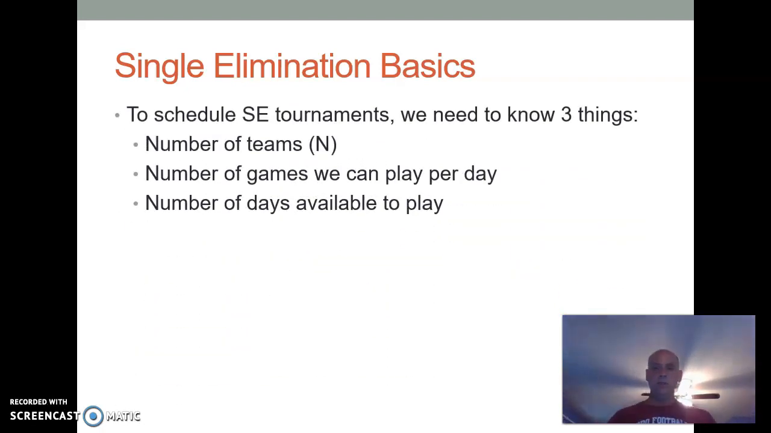Now, to schedule a single elimination tournament, we need to know 3 things: the number of teams, the number of games we can play per day, and the number of days available to play. Similar to round robin, we need to know this information to help us set up the tournament. So we need to know n, the number of teams, the number of games per day, and the number of days. The number of games is basically how many fields or courts we have, times the hours that we're going to use, and then the days that we have available.